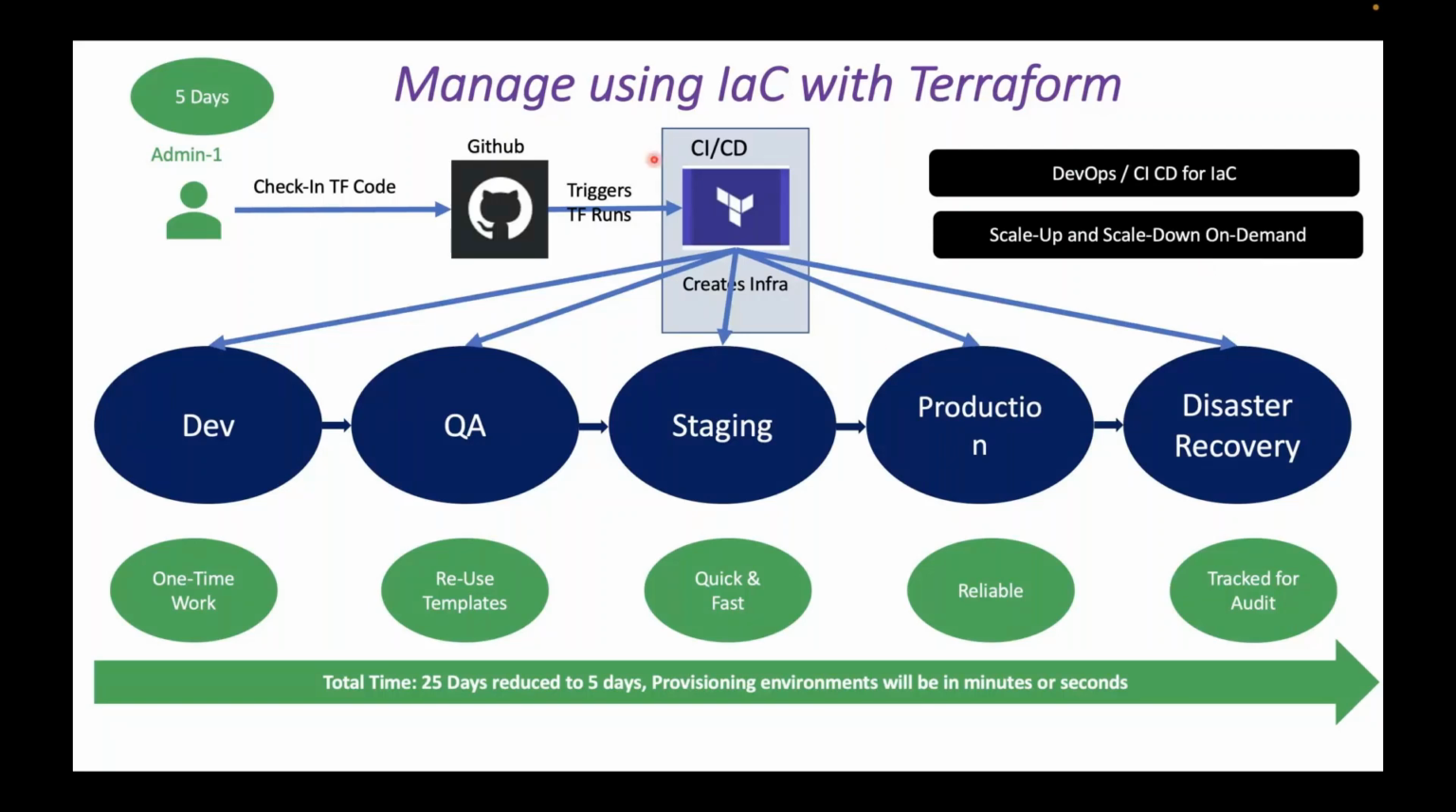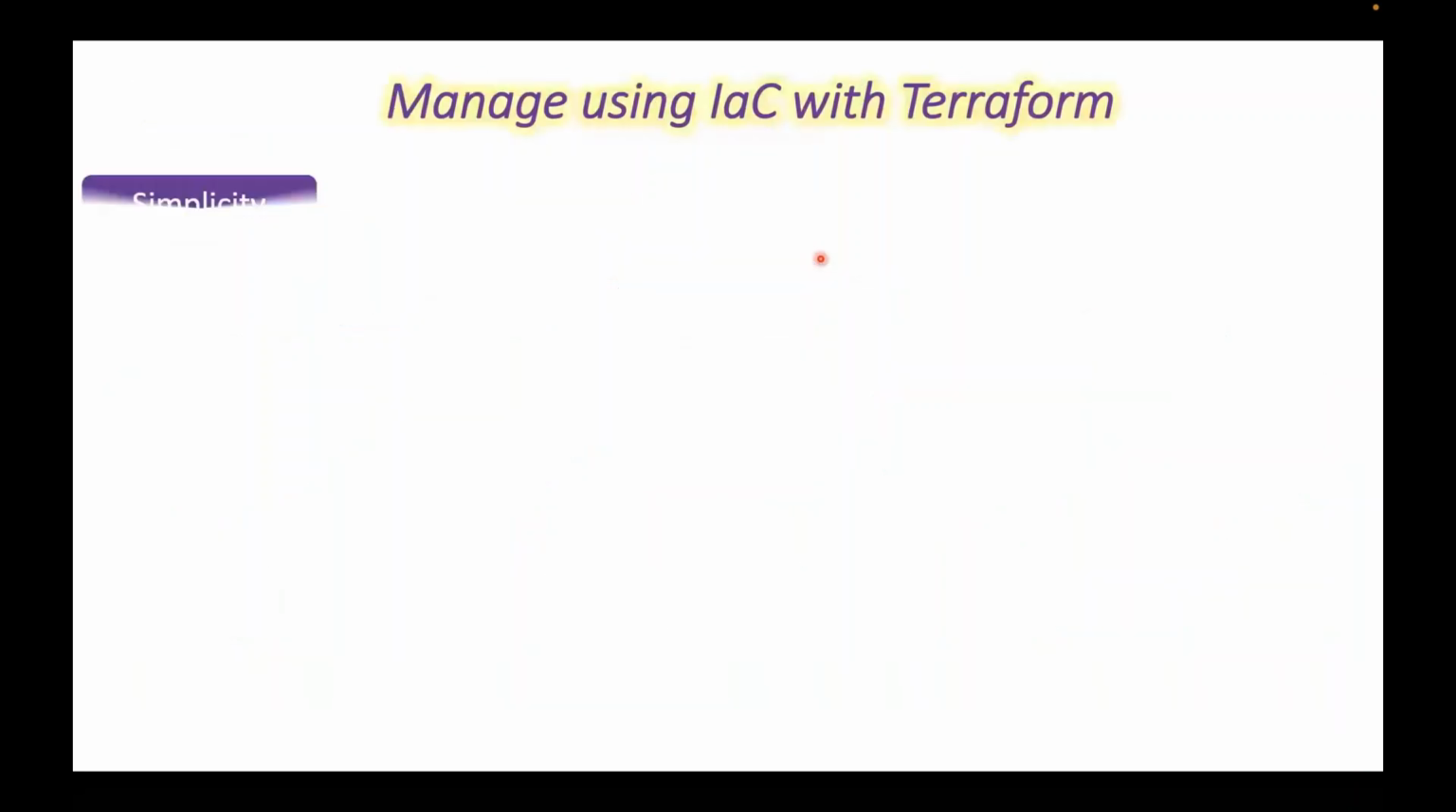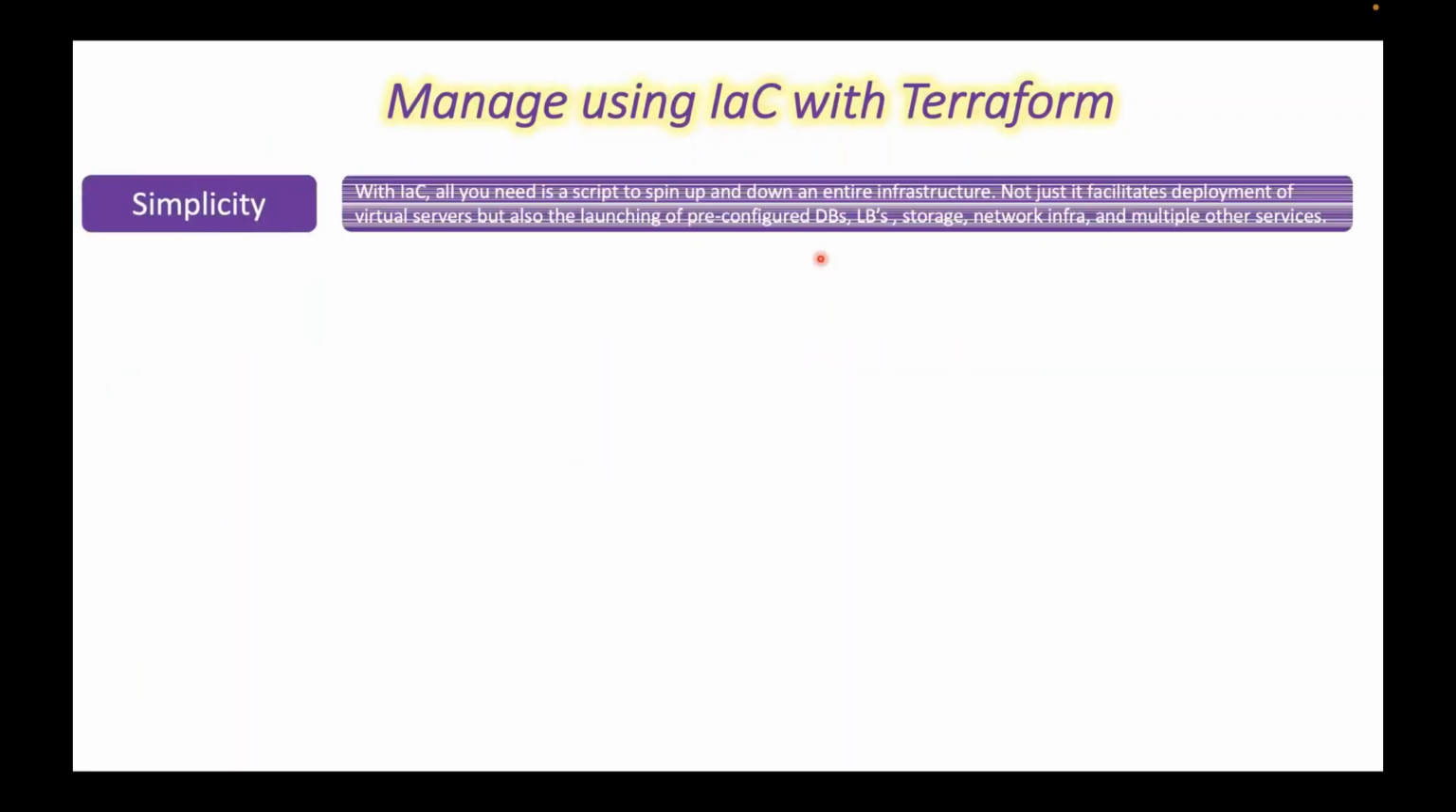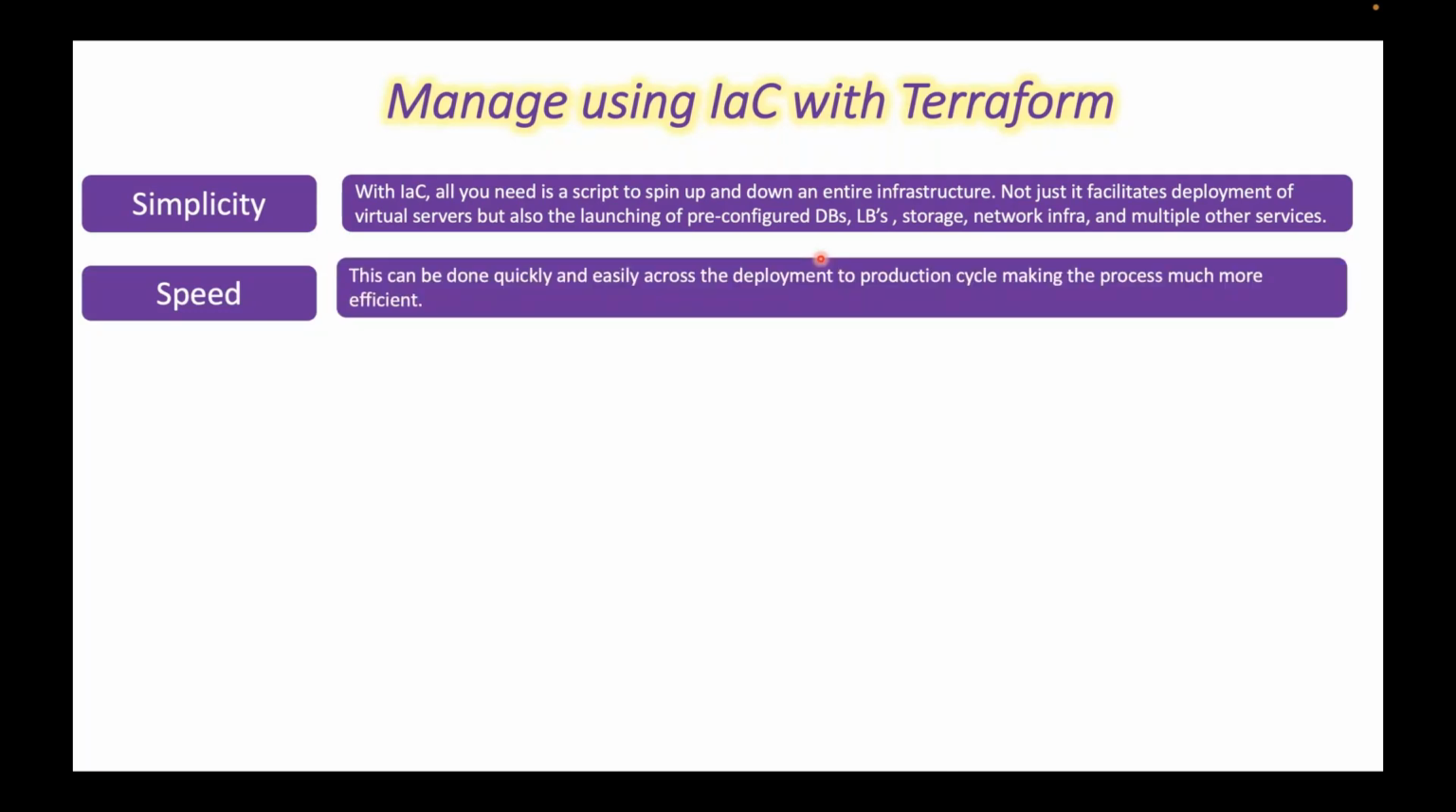So we are at the final one: what are the advantages? Terraform is very simple. Everyone can write it, and it is like key-value pairs, so everyone can understand and write the Terraform code. It is very fast compared to the manual process, and anyone can easily update it. And there is scalability.